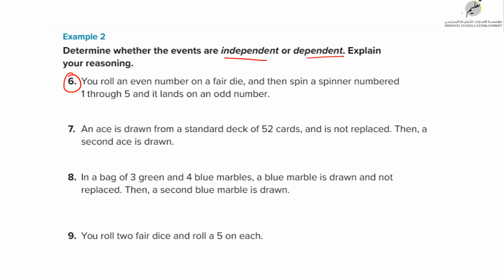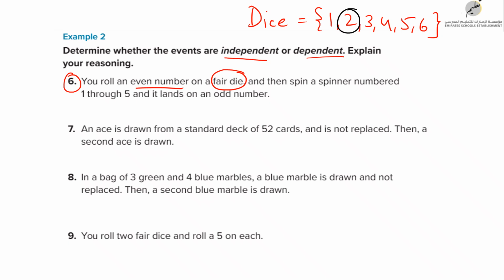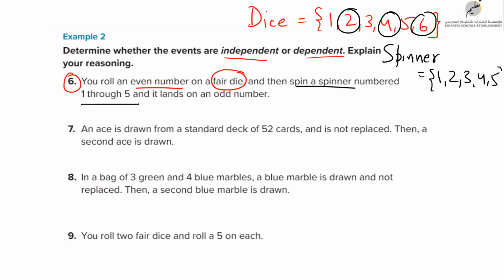So there are a lot of events happening. First you have the dice. Now you know in a dice the number of outcome, any number 1, 2, 3, 4, 5, 6 in a fair die can come. Now you roll an even number means only 2, 4, 6. That's what you want. And the second thing in the same question is the spinner. You are spinning the spinner. Now it has what numbers? 1 to 5. So any number from 1, 2, 3, 4, 5 can come and you want a odd number.